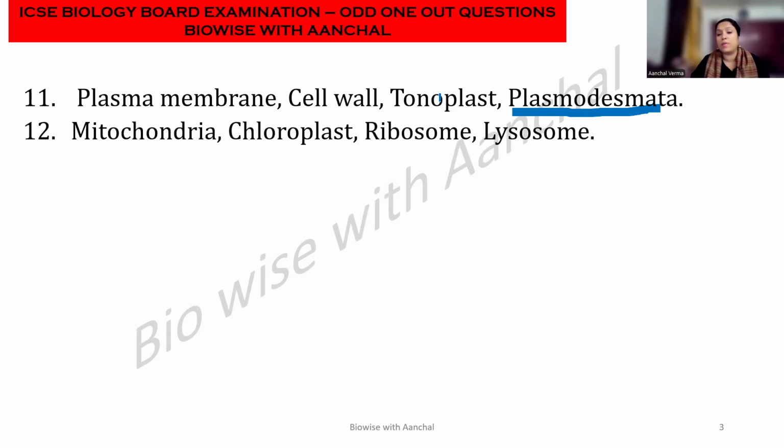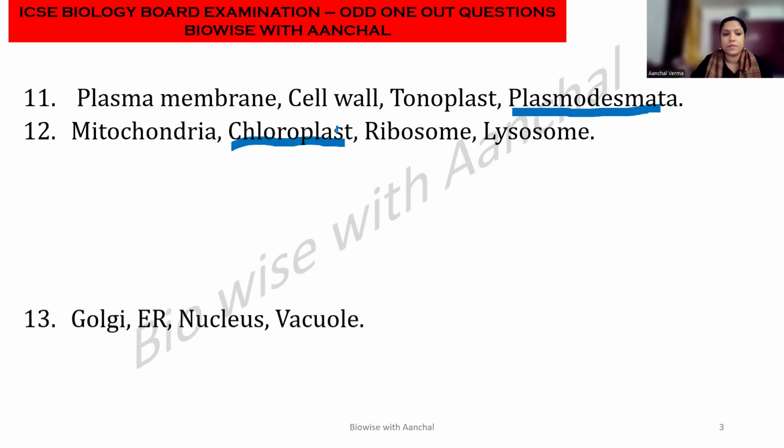Mitochondria, chloroplast, ribosomes, lysosome. Now here the odd one out can be chloroplast, right? Now who will tell me the right option? Here you cannot write that rest belong to both plants and animals because lysosome here becomes a problem. It's unique to animals, not to plants, right? So you can write here either you choose chloroplast and write rest all belong to animal cells, or you choose lysosome and write rest all belong to plant cells. So here there is a possibility of two answers.